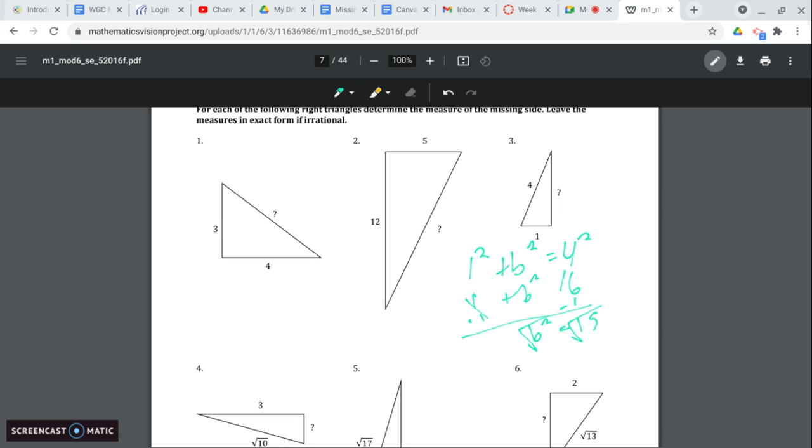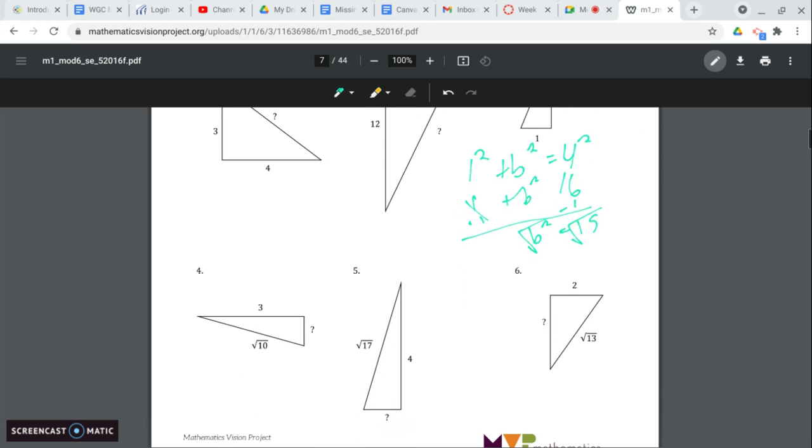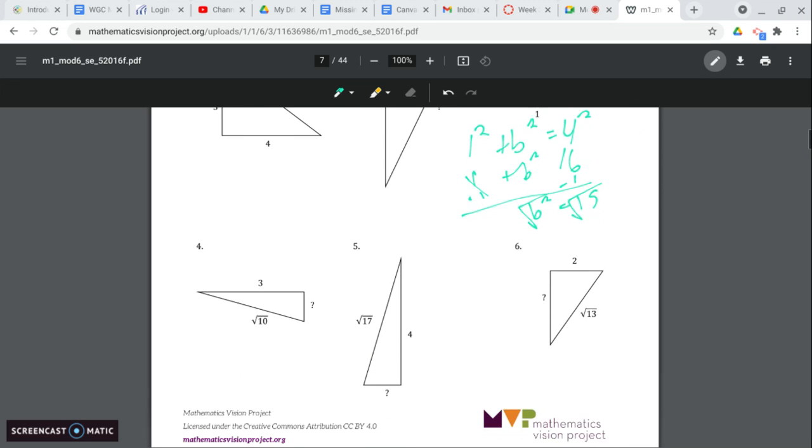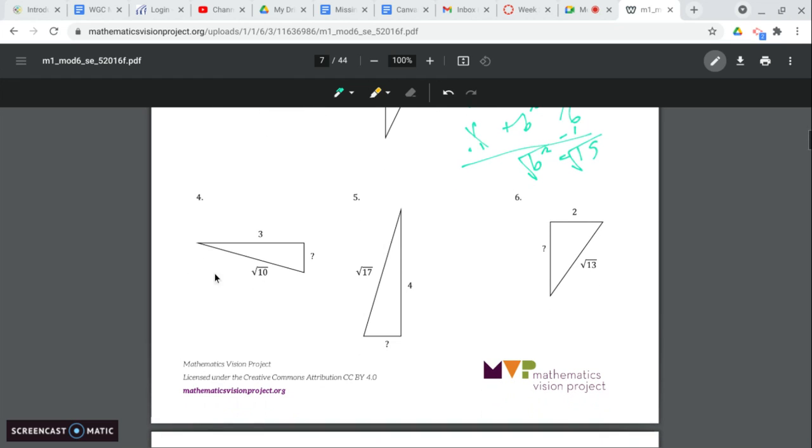Now, is 15 a perfect square? No, it's not. So that means b equals the square root of 15. We leave it just like that. Do not give me the decimal. All right, the next one we're going to take a look at is number 4.